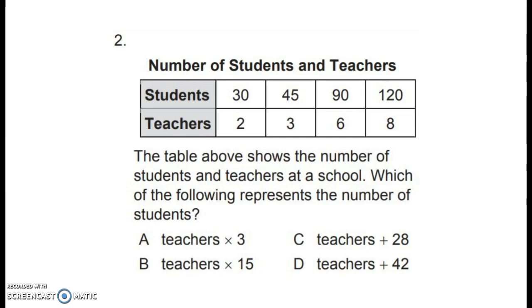Number 2. Number of students and teachers. Students: 30, 45, 90, 120. Teachers: 2, 3, 6, 8. The table above shows the number of students and teachers at a school. Which of the following represents the number of students? A, teachers times 3. B, teachers times 15. C, teachers plus 28. D, teachers plus 42.